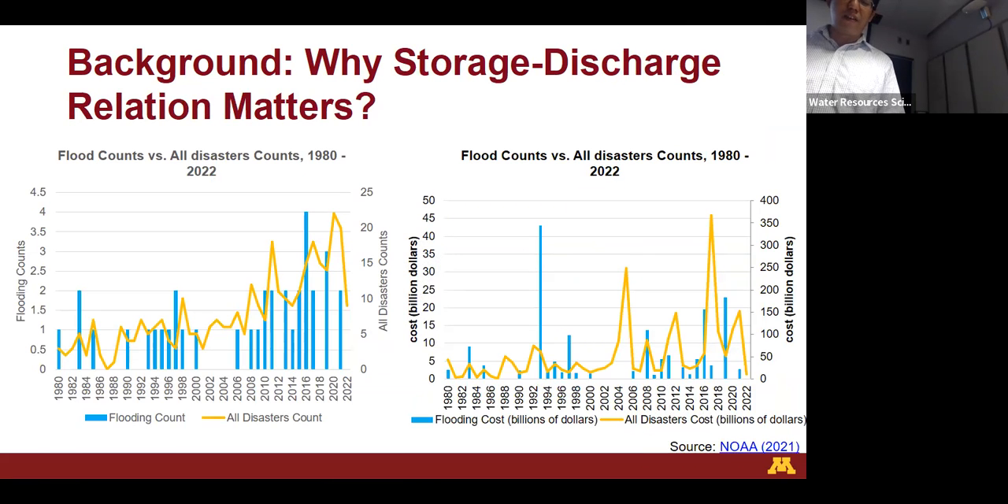Furthermore, the severity and the frequency of flooding has gradually increased in the last 20 years. Those graphs are data from the National Weather Service. On the left, it shows that the count of floods has increased from 1980 to 2022. And the graph on the right shows that except for 1993, the cost of damage has increased gradually, if we just ignore 1993, which was an anomaly.